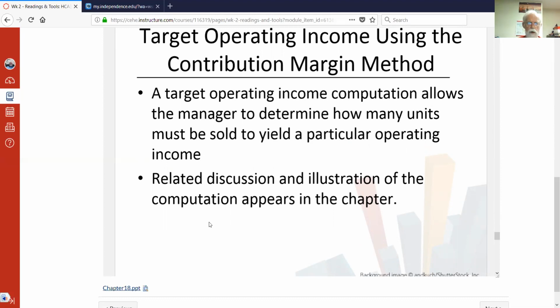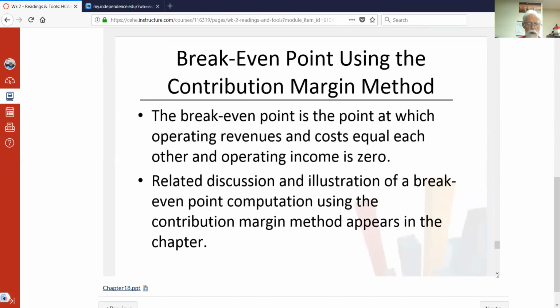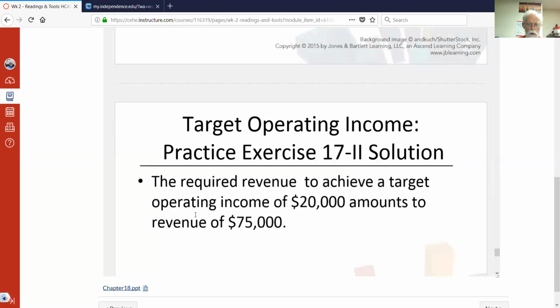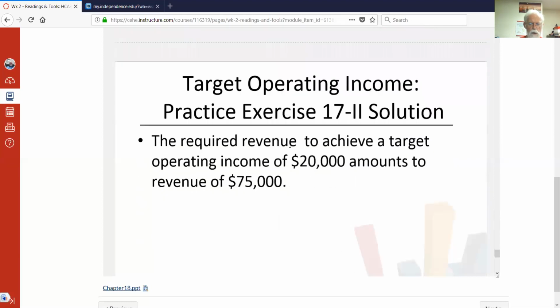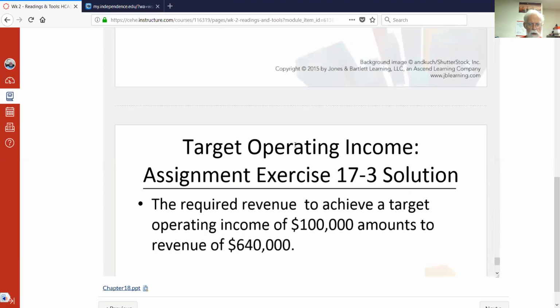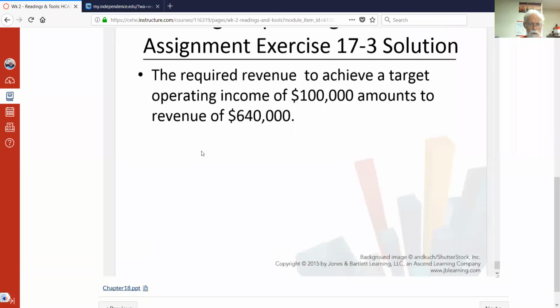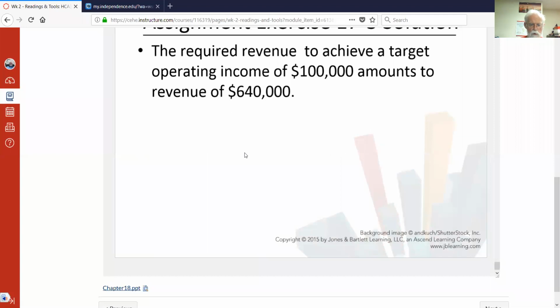So the target operating income is based on our assumptions of that break-even point. And if we look at the break-even point, the break-even point is that at which operating revenues and costs equal each other. In other words, operating income is zero. We've covered all of our expenses, but we don't have any excess cash. So there's an exercise here in the chapter that uses some thoughts as well to look at those.